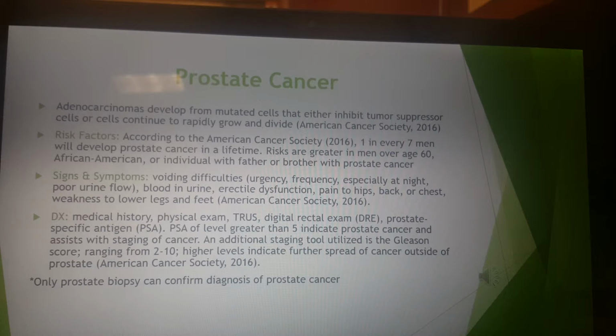Diagnosis typically includes a medical and physical exam, a transurethral ultrasound, a digital rectal exam, and a prostate-specific antigen level greater than 5 typically indicates prostate cancer and assists with the staging of cancer. An additional staging tool utilized is the Gleason score, ranging from 2 to 10. Higher levels indicate further spread of cancer outside of the prostate. The only way to confirm prostate cancer is through a biopsy.